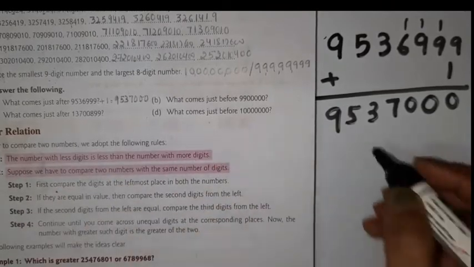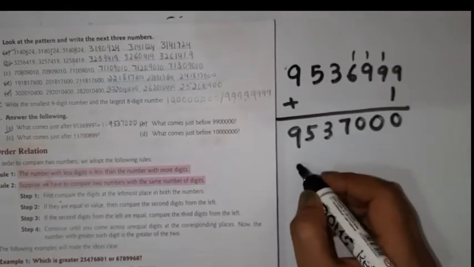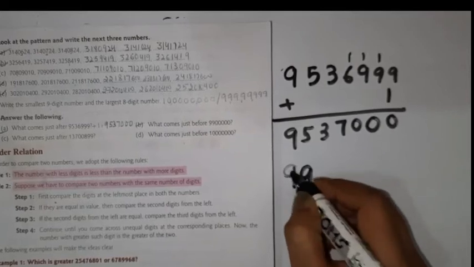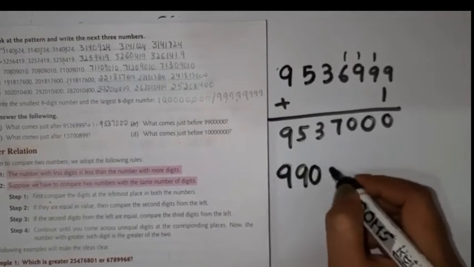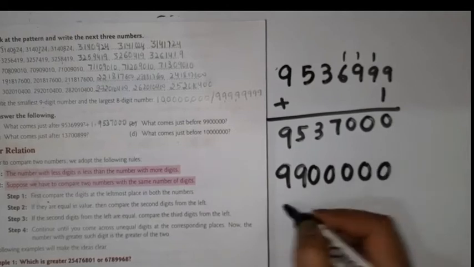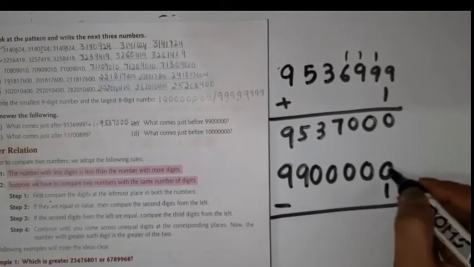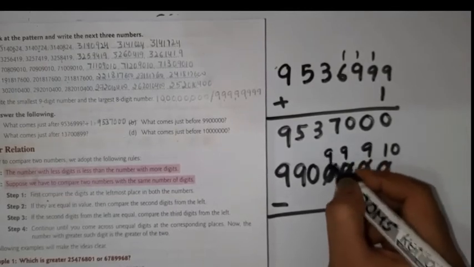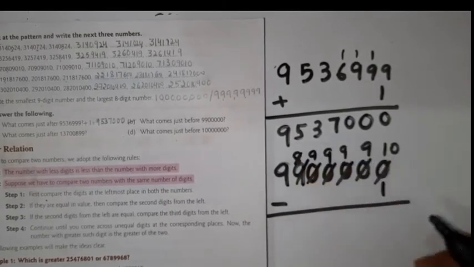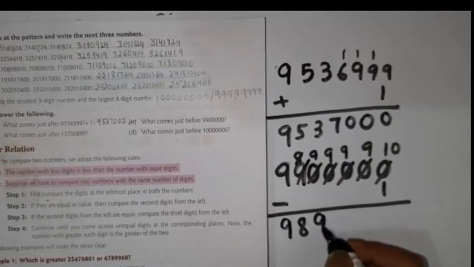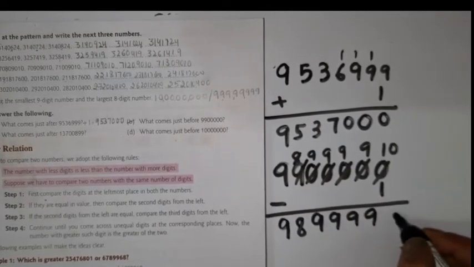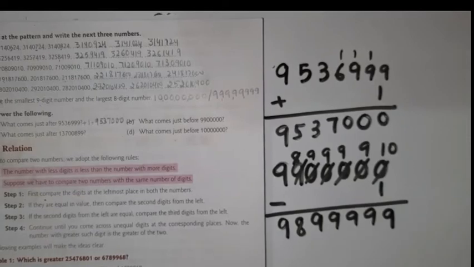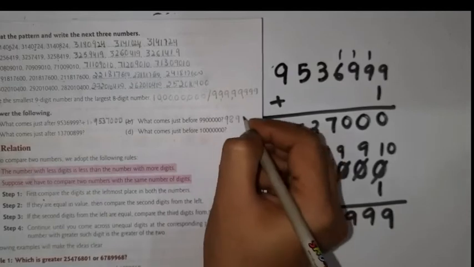Now next is what comes just before. Before means we have to subtract 1. So we'll write the number first, 9912345. So we'll subtract 1 now. This will become 10, 9, 9, 9, 9, 8. So we'll write the answer 9912344.